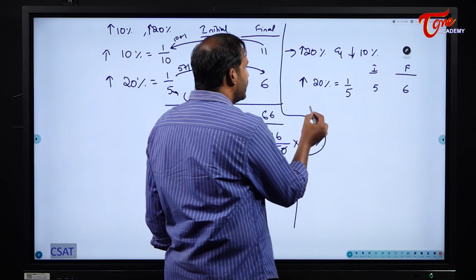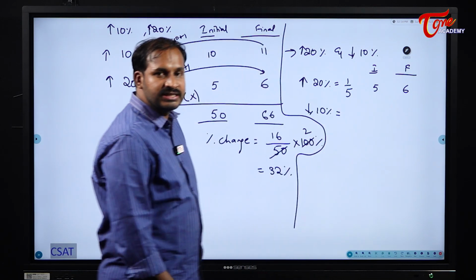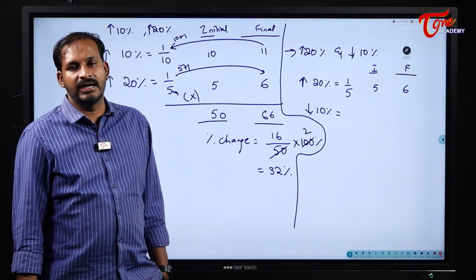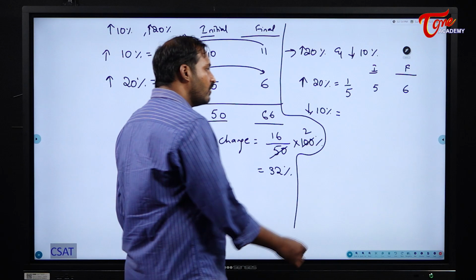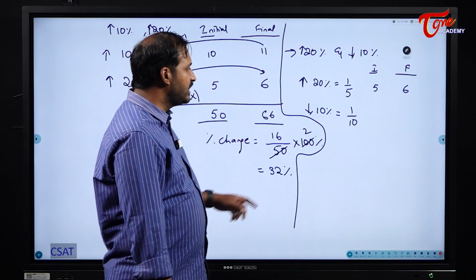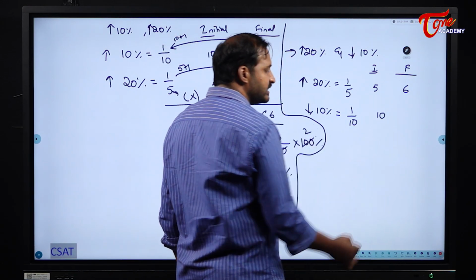Okay, good, superb. Next the value is decreased by 10%. How will you write 10 percent as a fraction? 10 by 100, so 1 by 10. Okay, good, superb. Now please be careful here, students. It is a 10% decrement, right? So the initial value will go as the denominator.